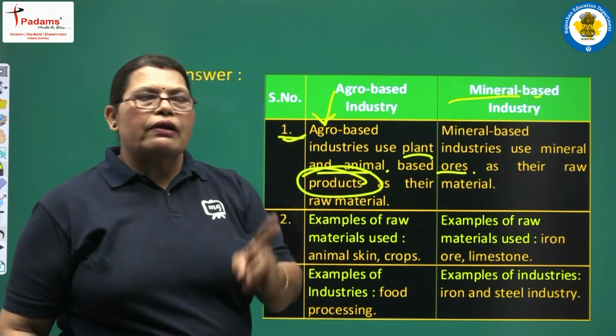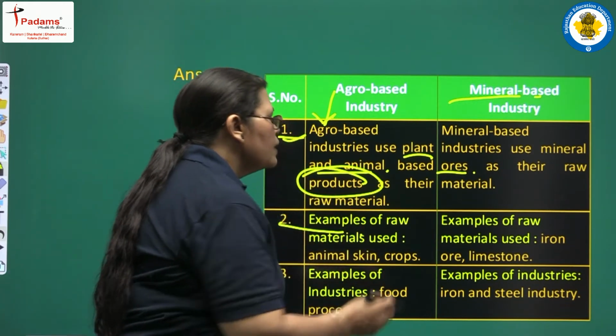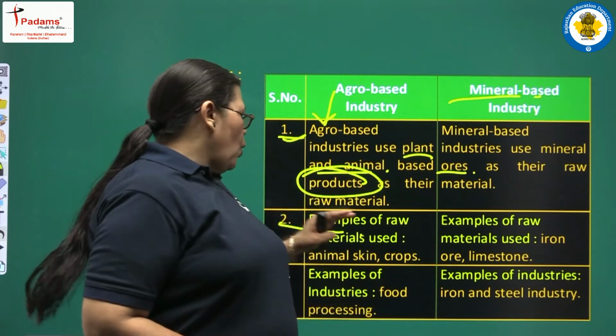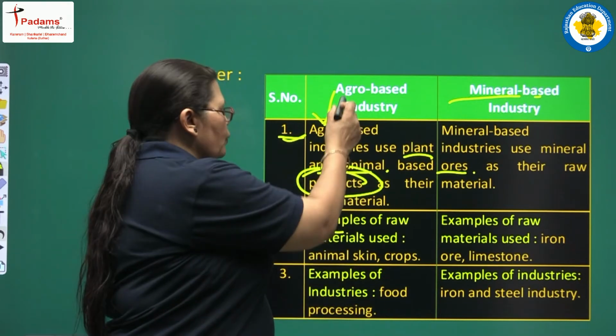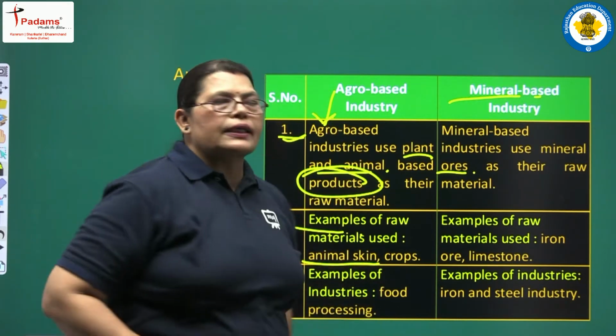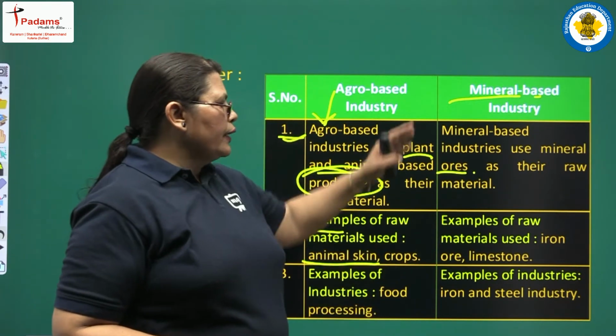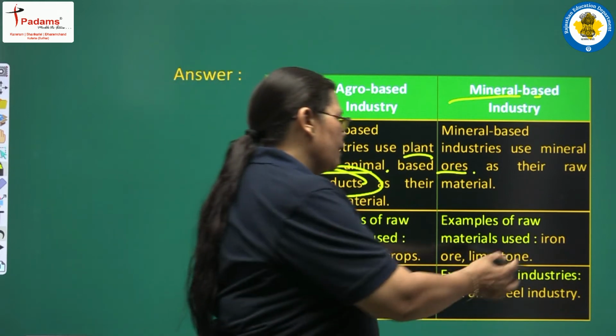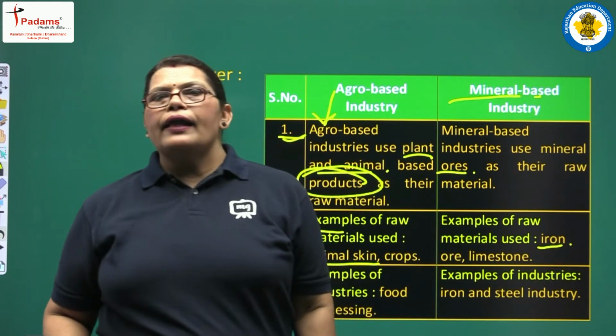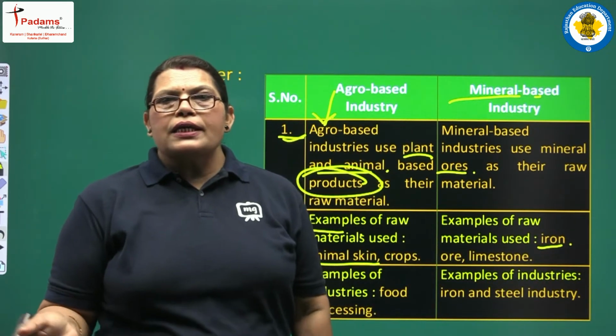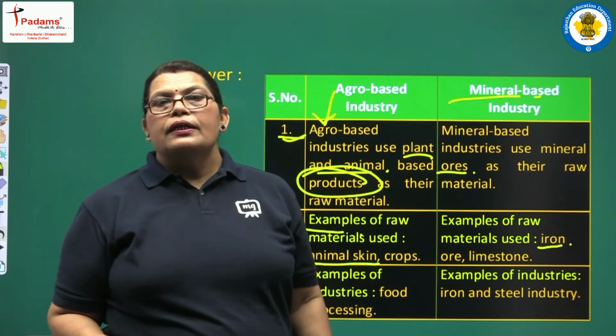So, this one is our first classification. We have some examples of raw materials also. In agro based industries, animal skins and crops are the best examples, and when we are taking mineral based industries, then iron ore and limestones are the best example for mineral based industries.